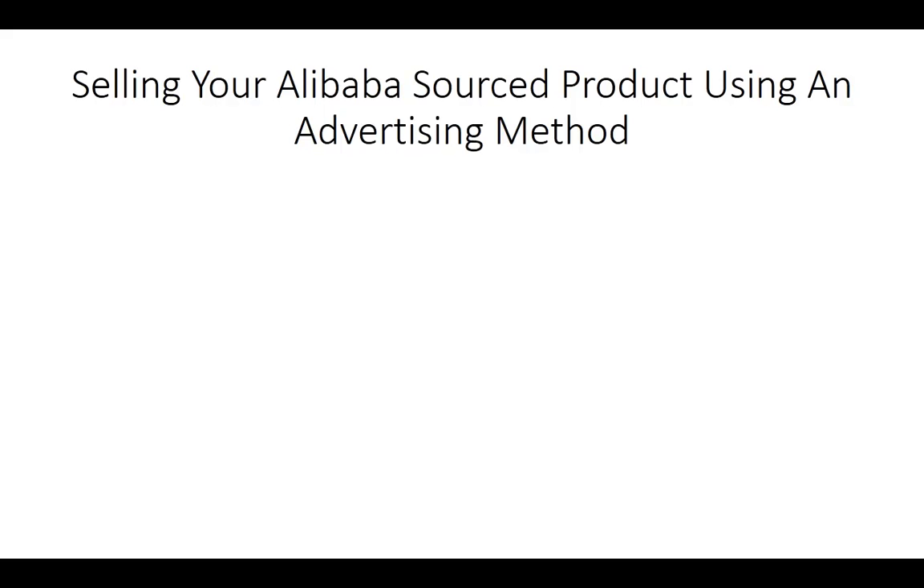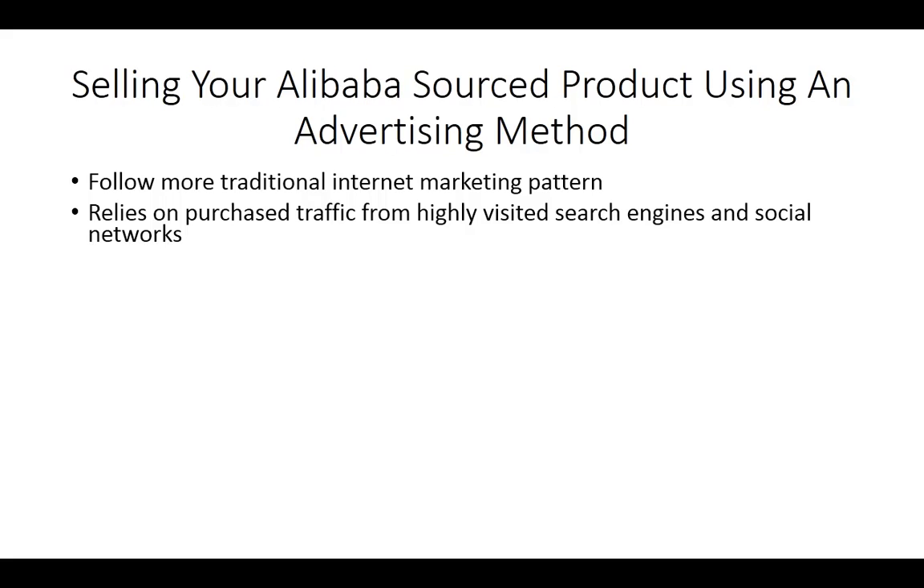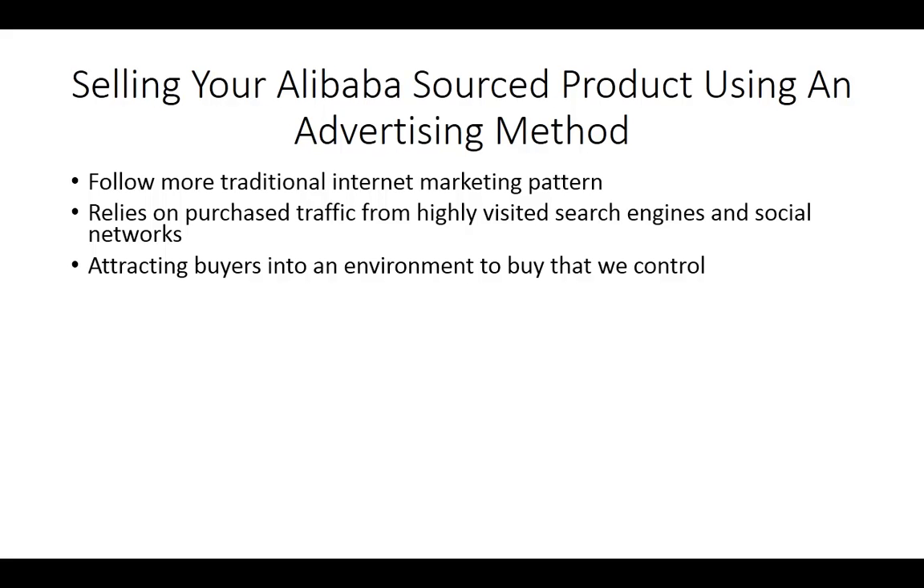And in this video, we are going to be discussing selling your Alibaba source product using an advertising method. Now, the advertising method follows a more traditional internet marketing pattern that you're probably more familiar with. The advertising model relies on purchase traffic primarily from highly visited search engines and social networks like Facebook. In the advertising model, you are attracting buyers into an environment to buy that you actually control.